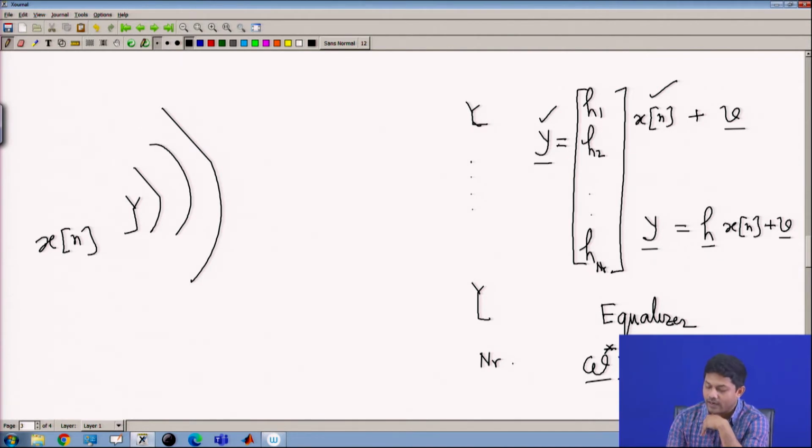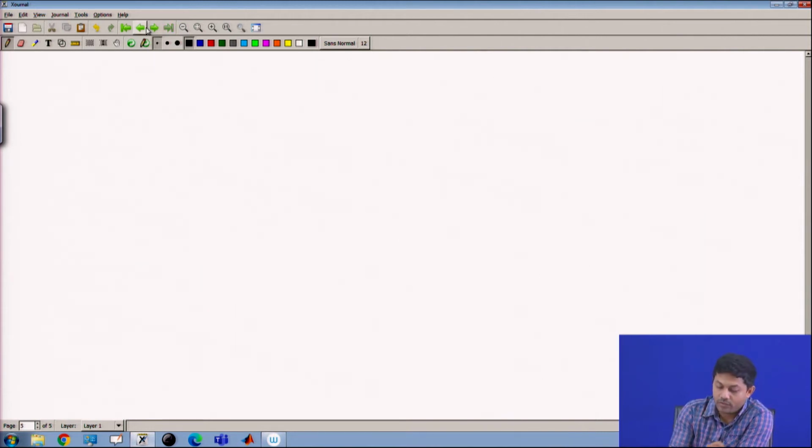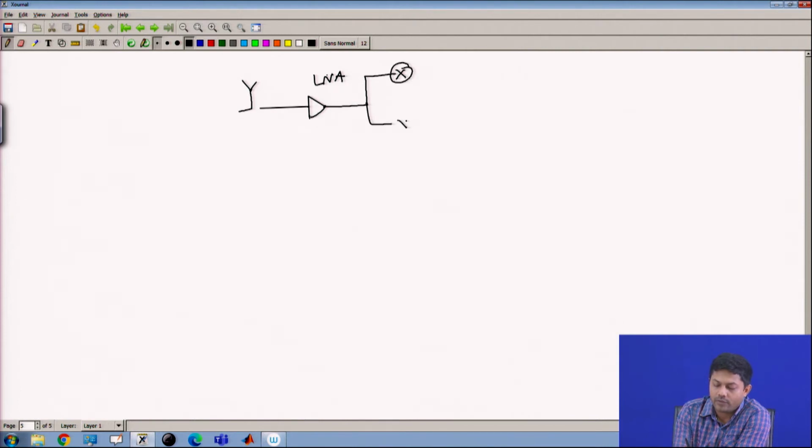So, if the NR is say 100, what does it mean? What is the actual circuit that will be coming into the picture? At each and every antenna, I have to put one LNA gain factor, then I have to demodulate the signal, then I have to pass it through a bunch of LPF filters, the standard demodulation technique. Then it has to go through an ADC.